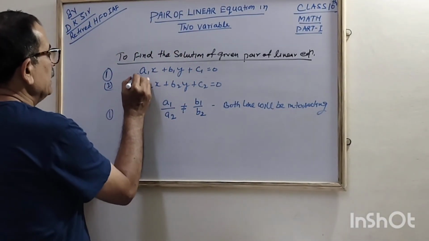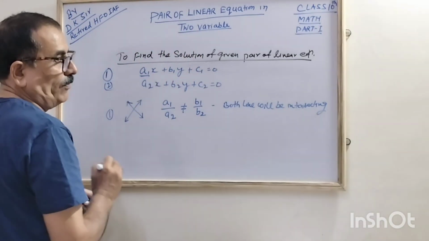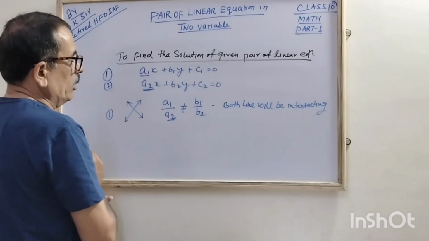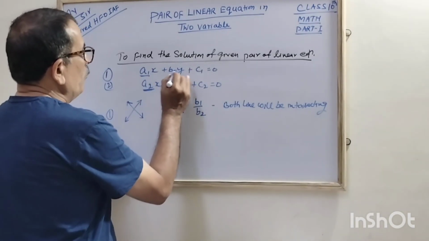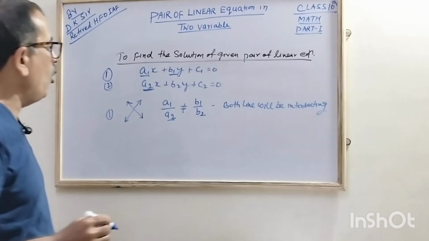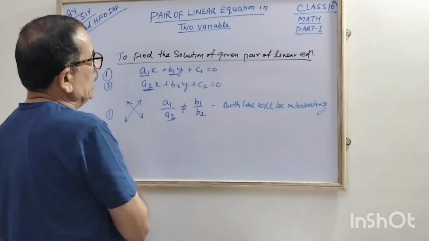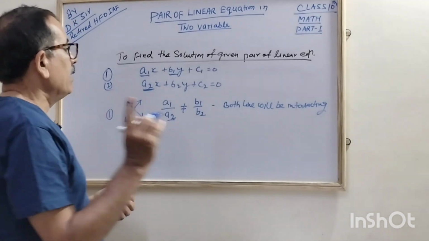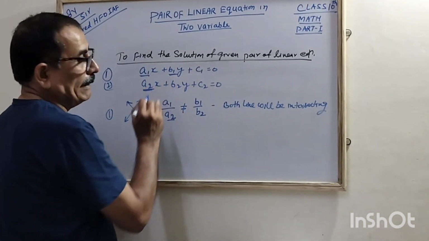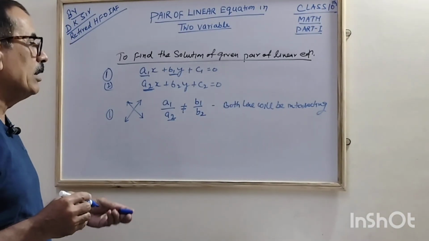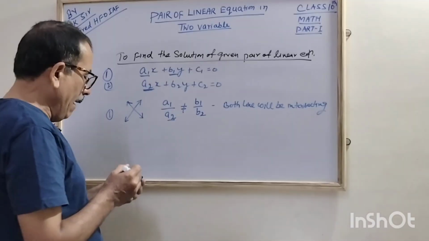So what is a1? The a1 is the coefficient of x in the first equation. The a2 is the coefficient of x in the second. Understood? The b1 is the coefficient of y, and b2 is the coefficient of y in the second equation. Remember, if it is a plus, you will take the coefficient value as plus. If it is a minus, you will always take the value as minus.